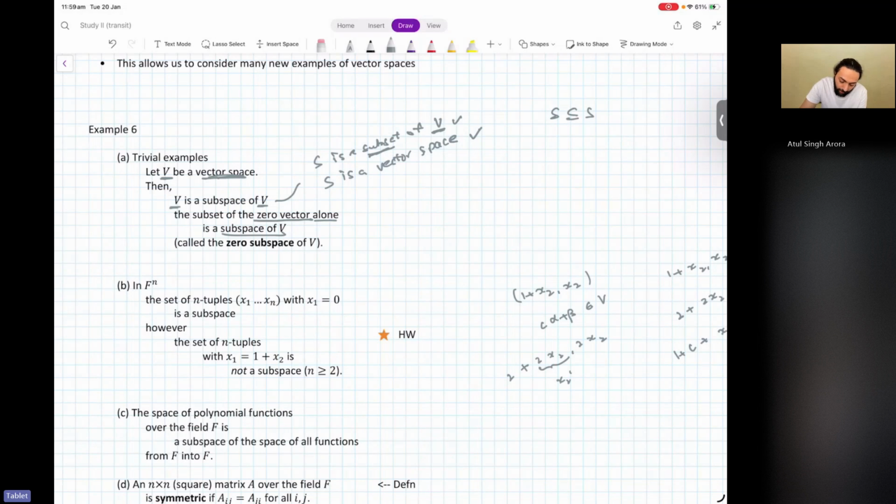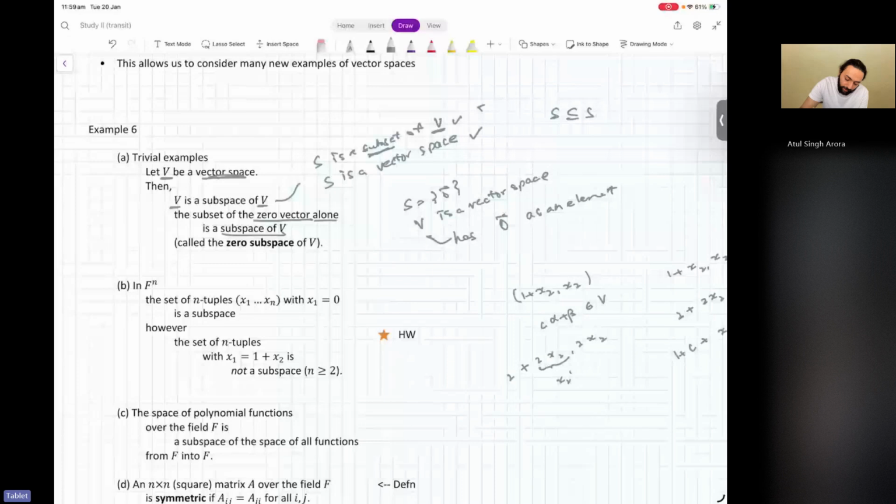Is that true, Manan? So S is just the zero vector, right? V is a vector space, right? And a vector space in particular has zero vector, right? Yes, sir. Okay, so the first step is fine. So step 1 is true.